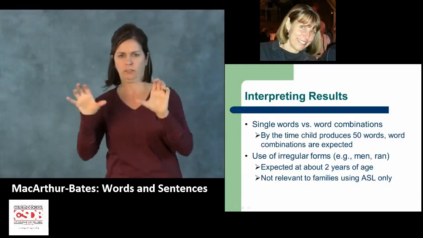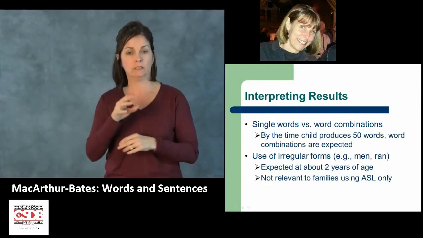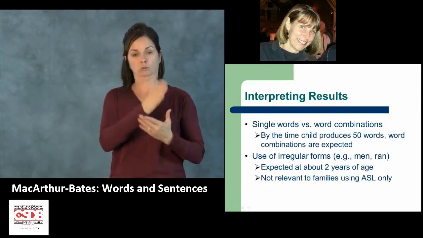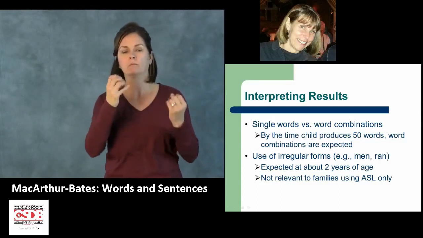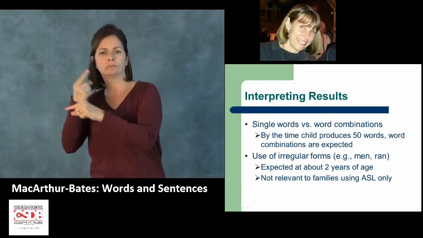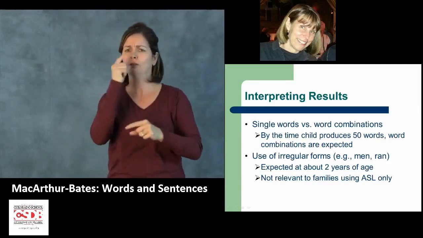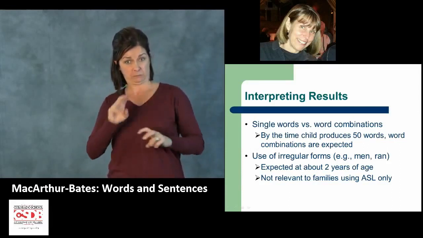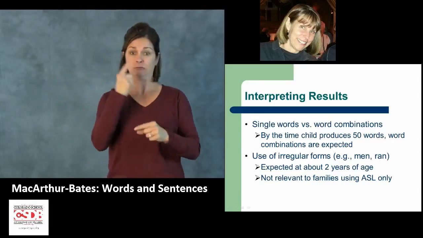Another thing that you can look at on the words and sentences version of the MacArthur is their use of irregular forms. For irregular forms, there are 2 sections that are evaluated, both nouns, so irregular plurals like men, and verbs, so irregular verbs like ran. We don't expect children to be producing irregular forms until they're about 2 years of age. And this particular section, keep in mind, is not going to be relevant to families who are using ASL, because irregular forms are not part of that language.